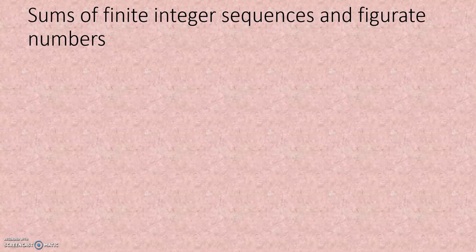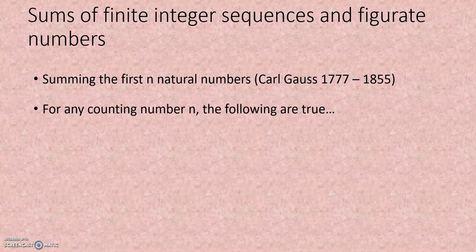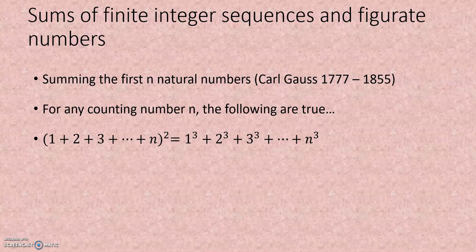Sums of finite integer sequences and figurate numbers. Summing the first n natural numbers. For any counting number n, the following are true. 1 plus 2 plus 3 all the way up to n, that sum squared is the same as the sum of their cubes. And the sum of the numbers up to n is equal to n times n plus 1 divided by 2.